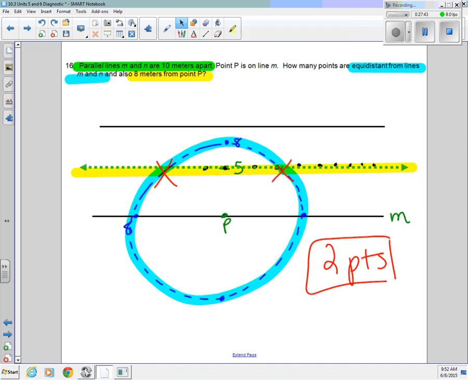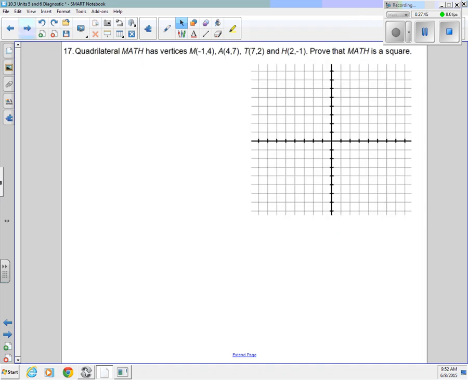Okay, one more question. So we have a quadrilateral. It has these vertices. M is -1, 4. A is 4, 7. Here's A. T is 7, 2. And H is 2, -1. And I want to prove that this is a square.